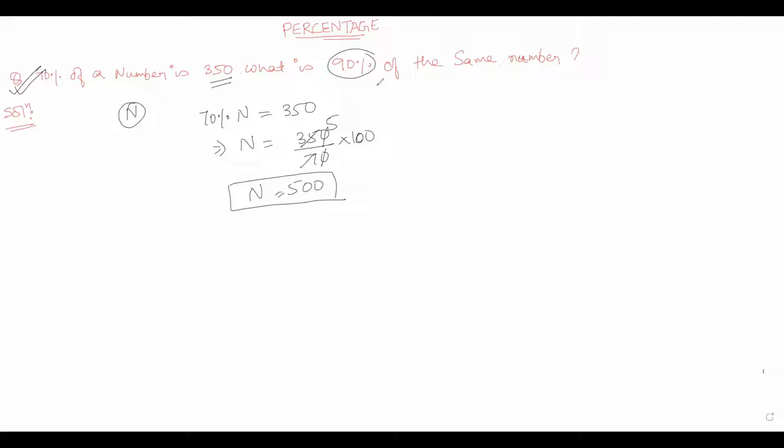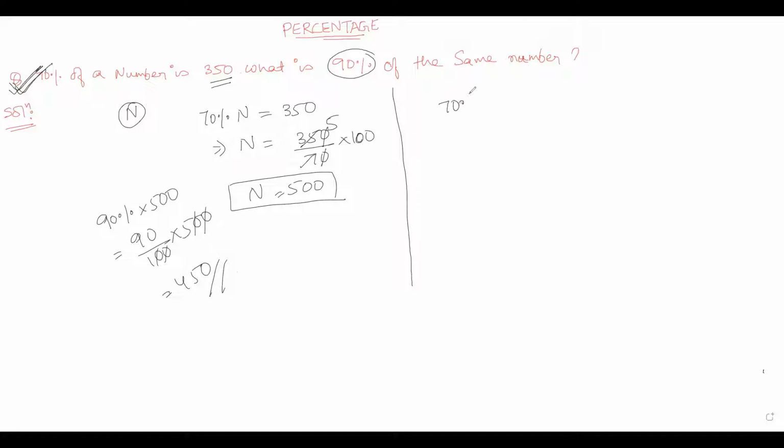We need to find now what is 90% of the same number. So 90% of 500 would be nothing but 90 upon 100 times 500. So this would be 450. This is one way of finding 90% of the same number. Instead of finding the number, let us see one more approach of doing the same sum.